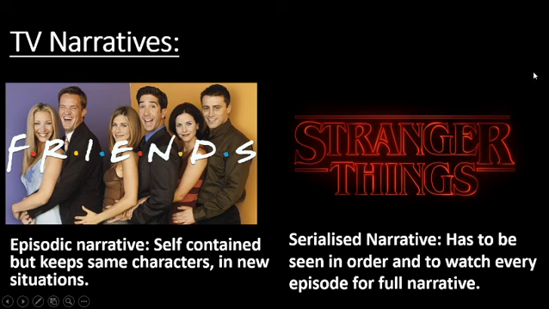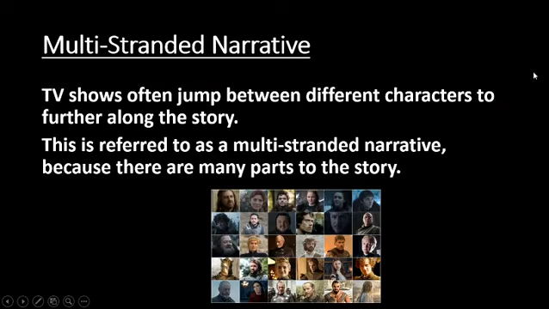Another thing you need to consider is also the idea of the multi-stranded narrative, and that's the idea that there are loads of different characters and different subplots, and they all meet in the bigger story. So obviously you can see that in Deutschland between Lenora, his aunt, and Martin. It cuts between the two, also his family as well. So in a way it's multi-stranded, it's not just a singular story. And this is just used to further along the story. It's also used to make it more interesting.